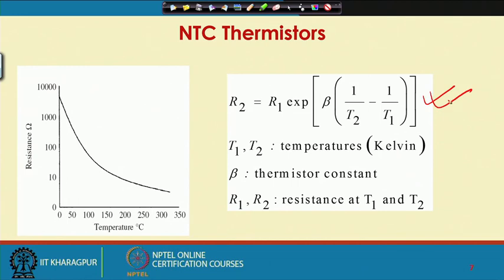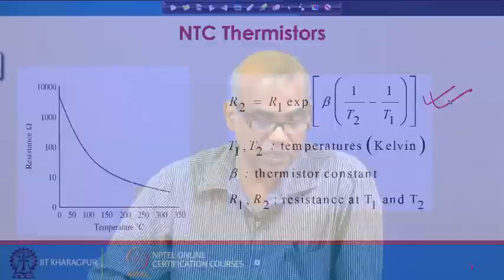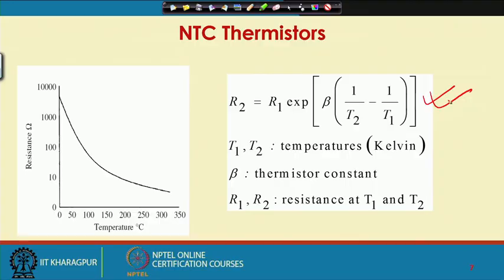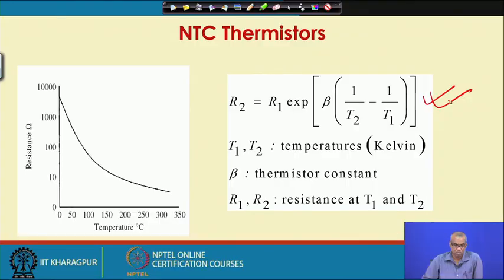This is a relationship which tells us how the resistance will change with change in temperature for NTC thermistor. You can see the relationship is highly nonlinear. R2 equal to R1 into e to the power beta into 1 by T2 minus 1 by T1. T1, T2 are temperatures expressed in absolute scale. Beta is thermistor constant and R1, R2 are resistances at temperature T1 and temperature T2 respectively.